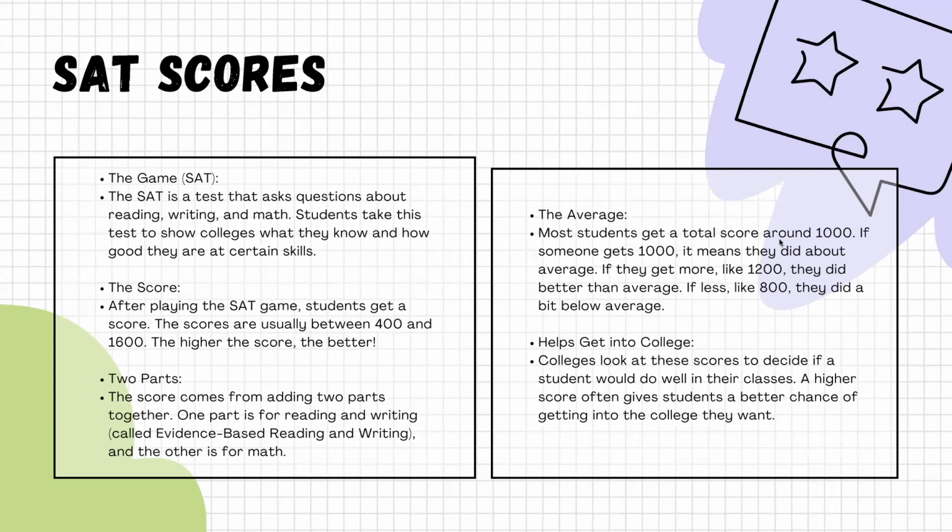So the average. Most students get a total score of about 1,000. If someone gets 1,000, it means they did about average. If they get more, like 1,200, they did better than average. And if they get less, like 800, they did a bit below average. Colleges look at these scores to decide if a student would do well in their classes. A higher score often gives students a better chance of getting into the college that they want.